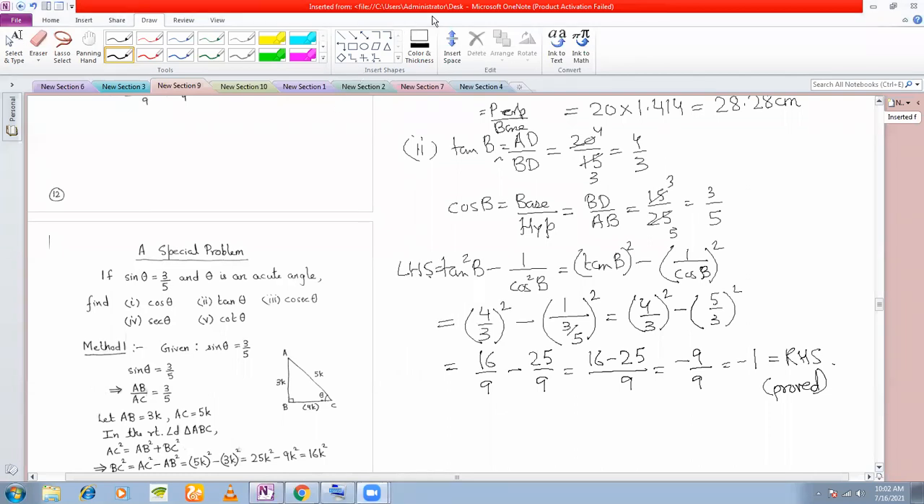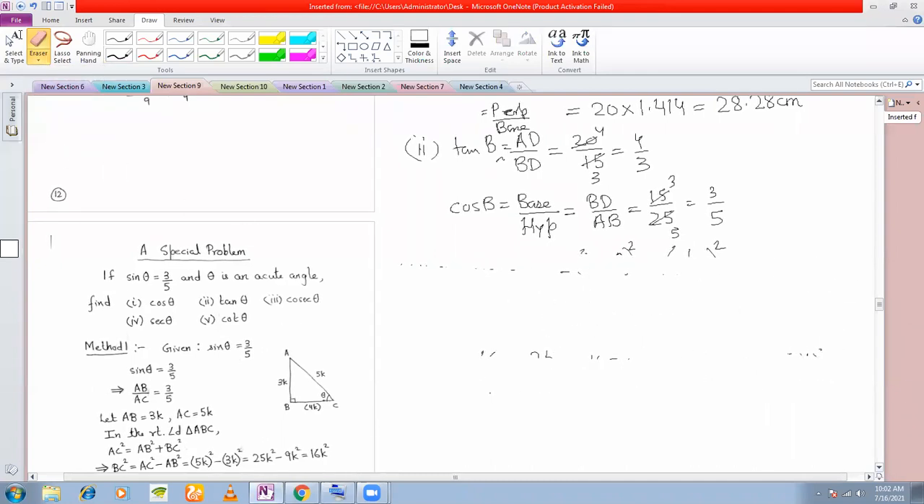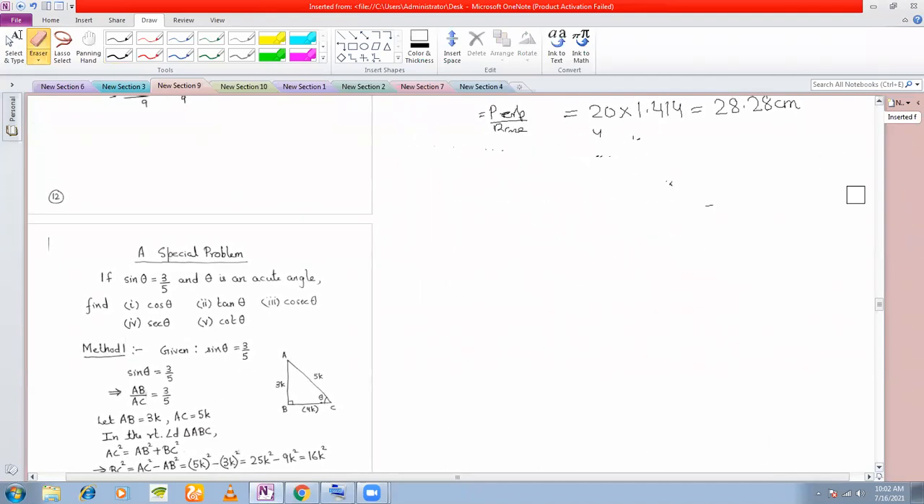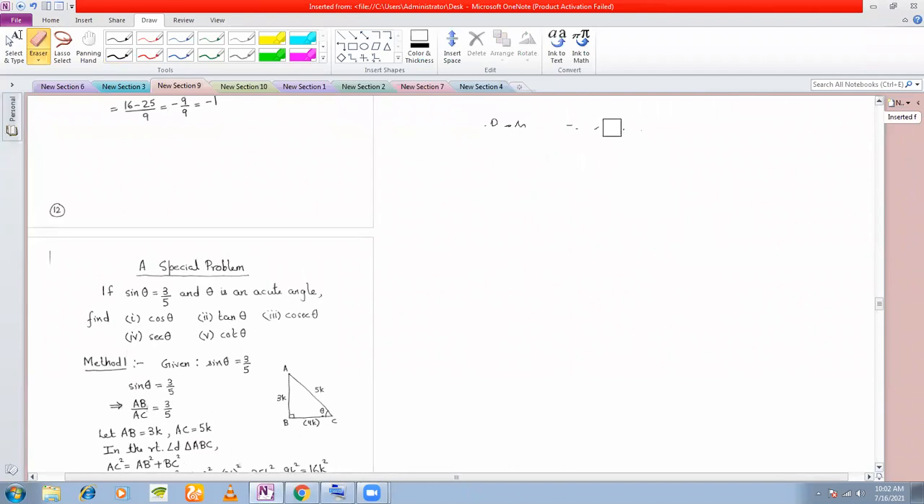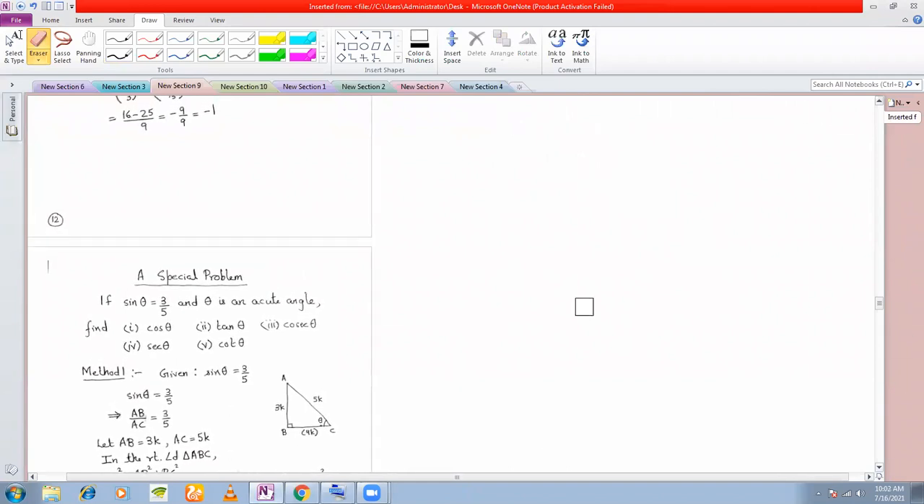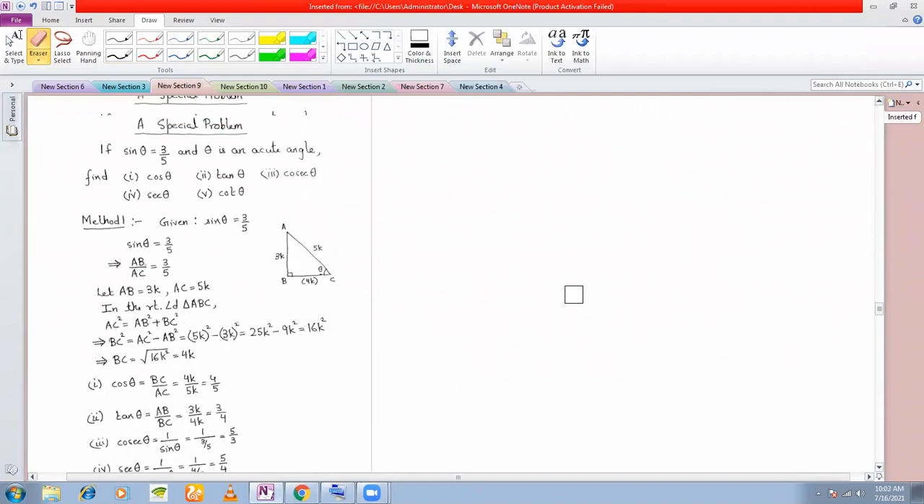And we'll move on to the next problem, and a very important problem. It is very important in the sense that you will be using this almost everywhere in trigonometry. Whenever you come across trigonometry, you will be using this concept.